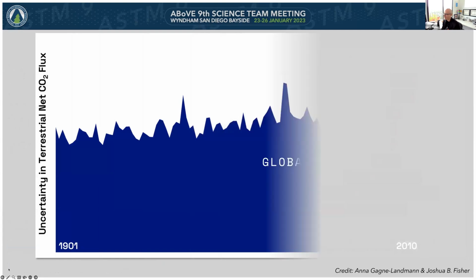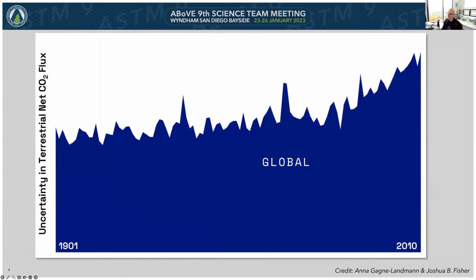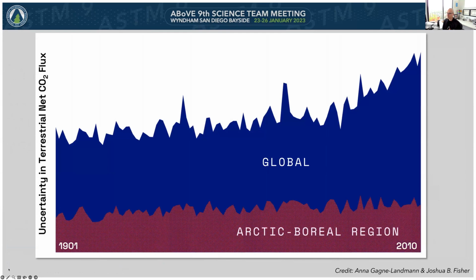And so a lot of the modelers are global modelers, but focus on the Arctic boreal region because the Arctic boreal region represents a huge chunk of uncertainty in our global understanding of net CO2 flux. Most of the rest of this would be in the tropics.